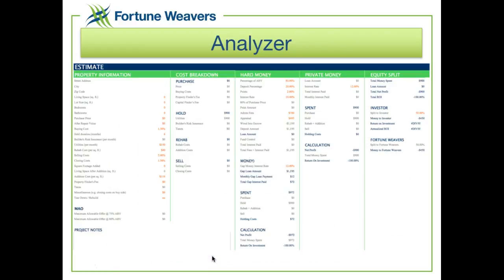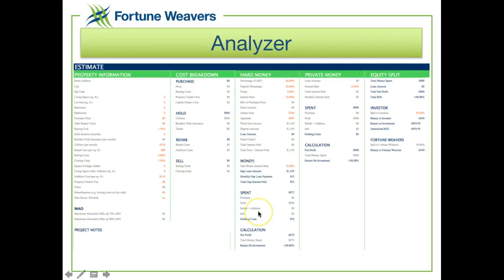Here's a copy of the analyzer. This is what you'll get next, and this is a proprietary product that we came up with, and it just gives you kind of the best of all worlds. So you have your input data here, it gives you your data on this side, and then what it does is it gives you what you'll make. You have to pay attention to your net profit here on hard money.